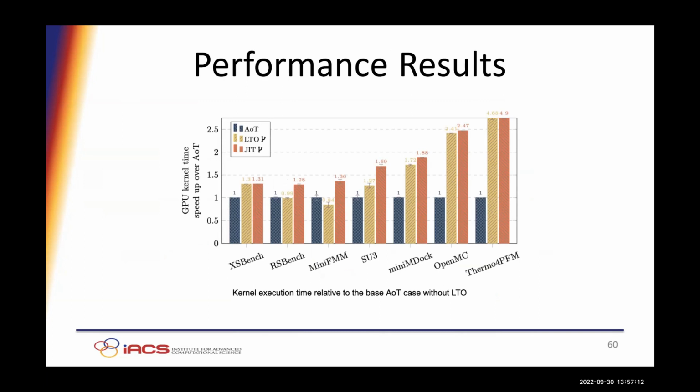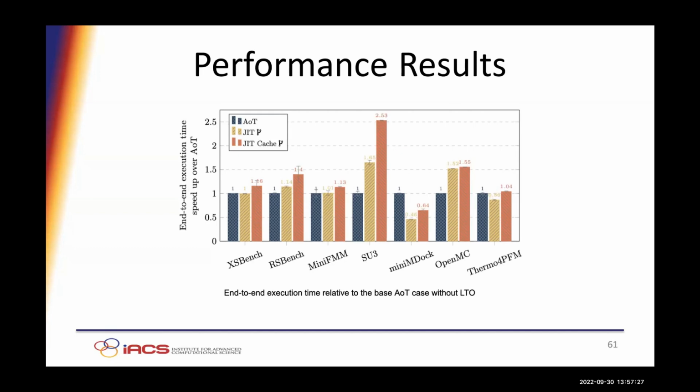As we can see, in almost all the cases, JIT can improve the performance further compared with LTO. That is expected because of all the specialization we introduced. This figure shows the end-to-end execution time relative to the base ahead-of-time compilation. The JIT version here doesn't use the L2 cache, and the JIT cache version here enables the L2 cache.